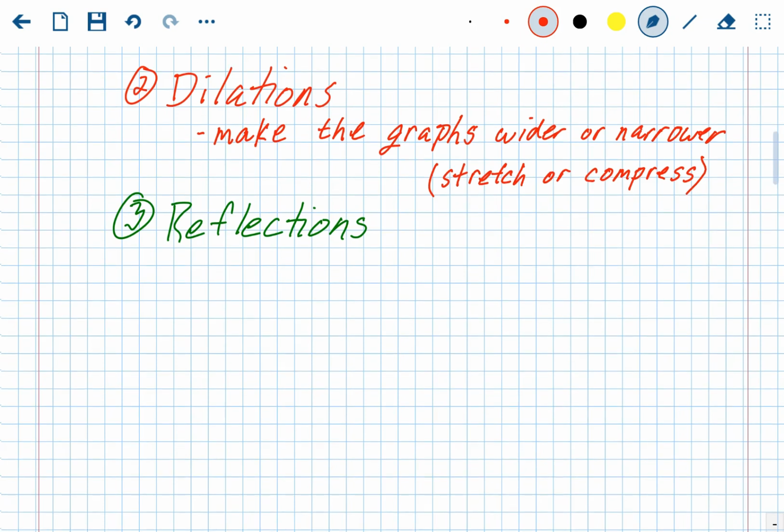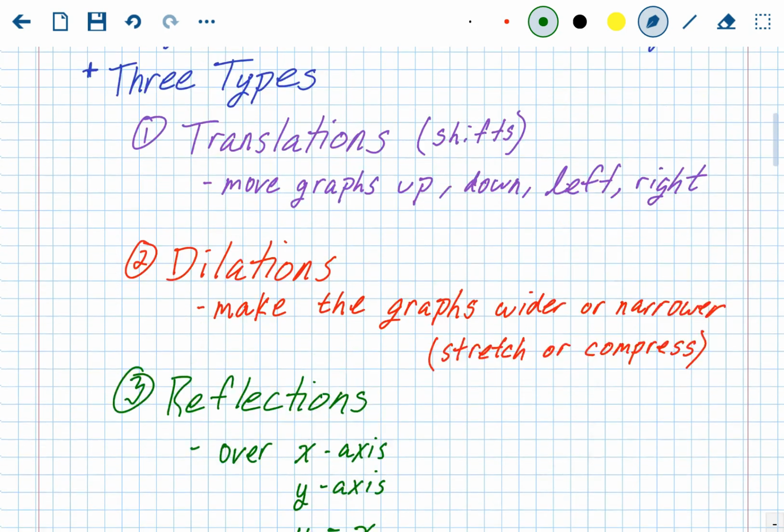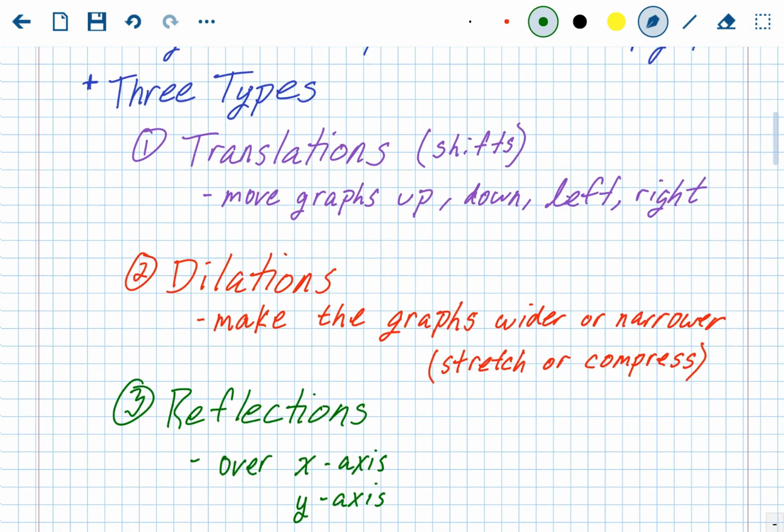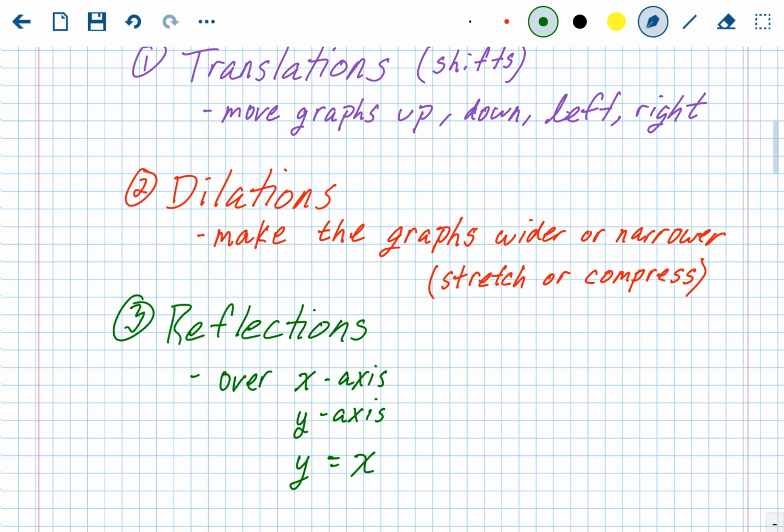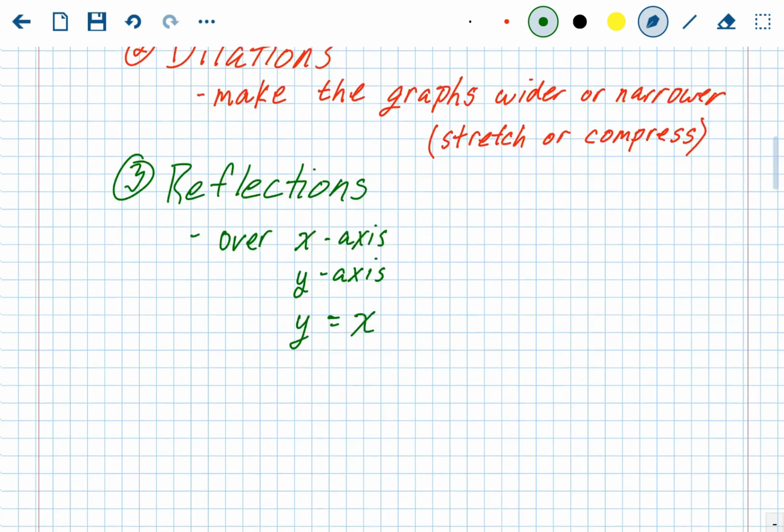And then reflections. Reflections change the position of a graph over a line. They reflect over a line. The ones we deal with are we could reflect over the x-axis. We could see reflections over the y-axis. And the one we're not going to do is you could reflect over a line, like sometimes there's reflections over the line y equals x. Alright, so those are the three: translations, dilations, and reflections. Three types of transformations.